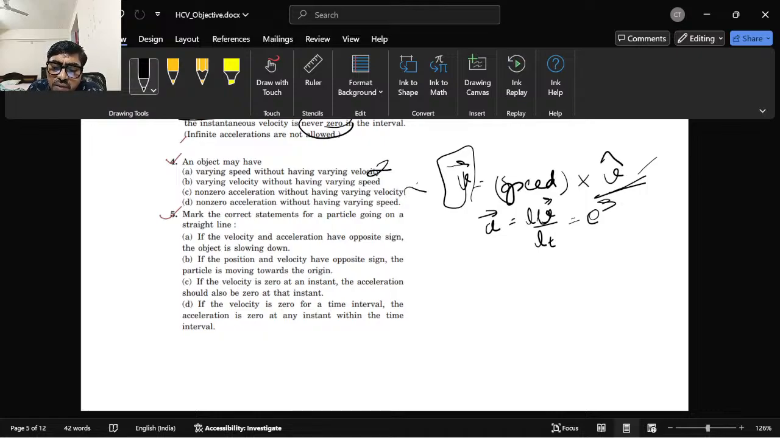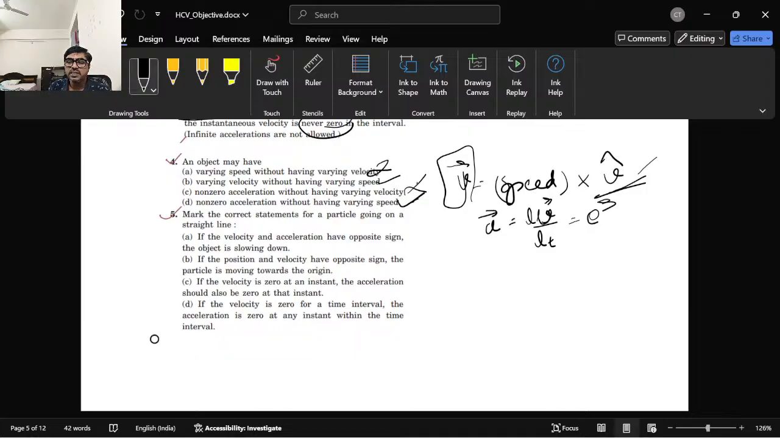Non-zero acceleration without having varying speed. Possible. Velocity has to change. Speed need not change. Please understand that. You are a physics student. You should understand the difference between velocity and speed. Velocity has to change for you to have acceleration. Speed may change, may not change. Direction changing, that is also enough. So non-zero acceleration without having varying speed is possible. So the answer is B comma D. Are these questions or concepts? Concepts.